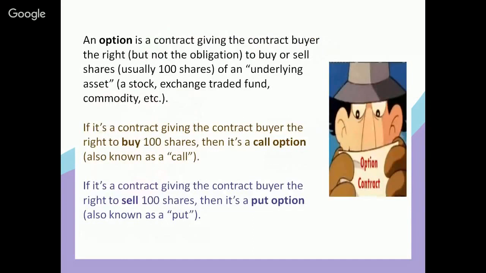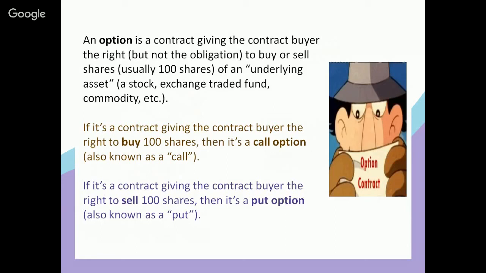An option is a contract giving the contract buyer the right, but not the obligation, to buy, if it's a call option, or sell, if it's a put option, shares, and it's usually 100 shares, of an underlying asset. The underlying asset can be a stock like Apple or Amazon or Microsoft, or it could be an ETF, or exchange traded fund, or a commodity. If you don't know about exchange traded funds, don't worry about that right now. We'll just pretend that it's stocks for the sake of simplicity.